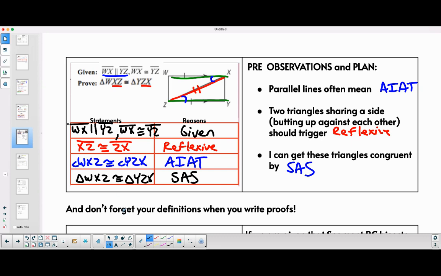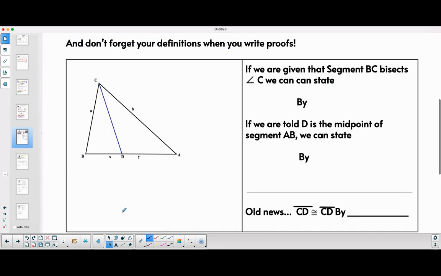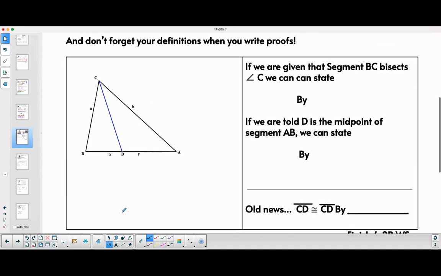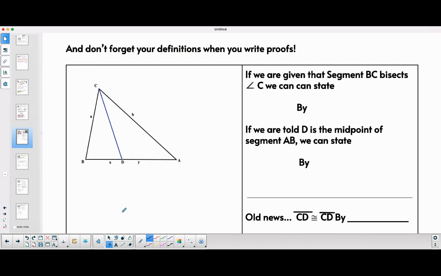Don't forget definitions when you write proofs. So last thing, if we're given the statement that segment DC bisects angle C, this should say not BC, this should say DC. Bisects angle C, that's this one. That lets us say that these angles are equal. So angle BCD would have to be congruent to angle ACD. And what we're doing is we're just using the definition of bisector.